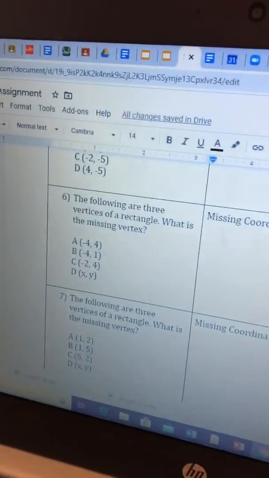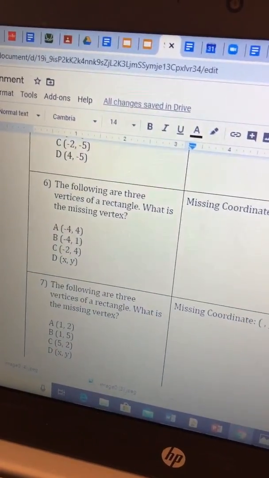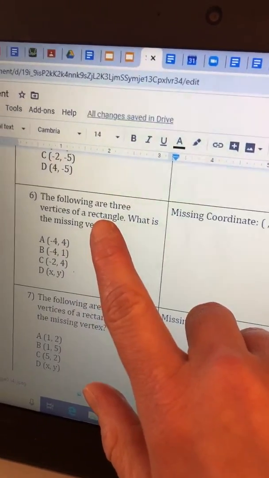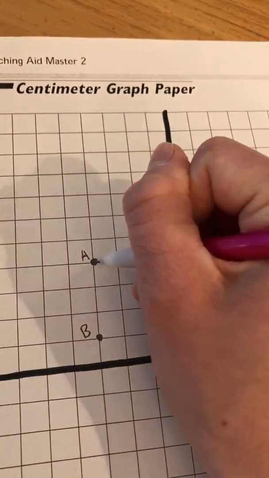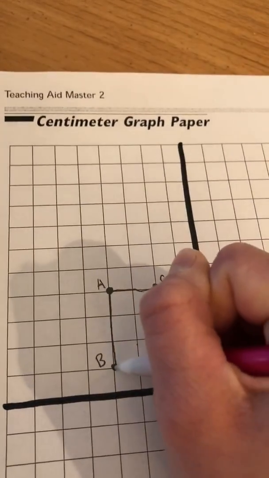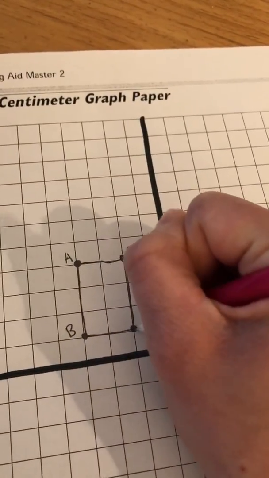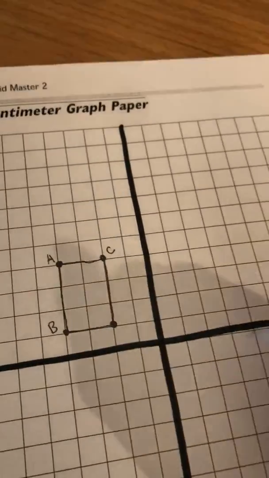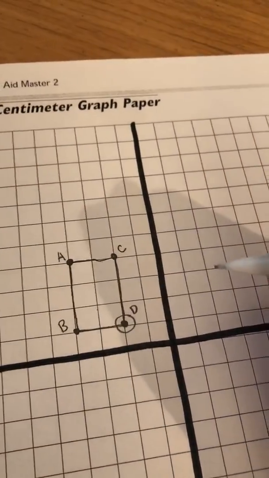And then letter D is the one that we're trying to figure out. We know that this shape is a rectangle because it says that in the problem. So I'm going to look at the shape that we've got so far. If I connect these points, then my rectangle is going to look like this, which means that the last point is going to be right here. The assignment asked you to figure out the coordinates of that point, which is letter D.